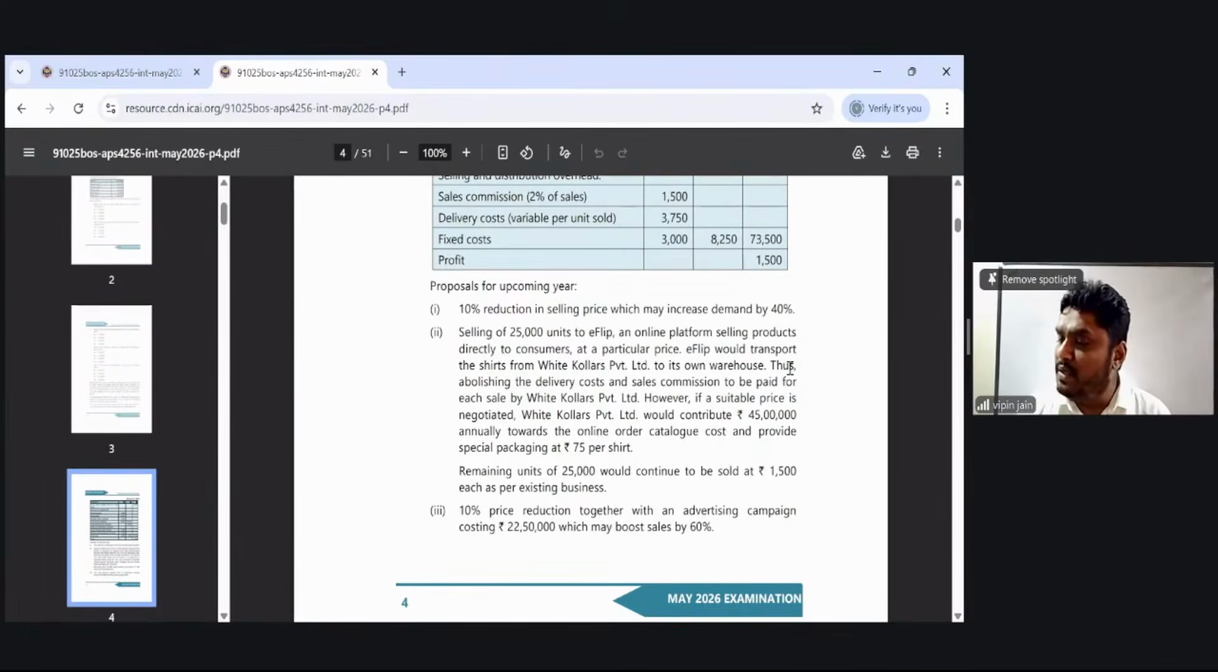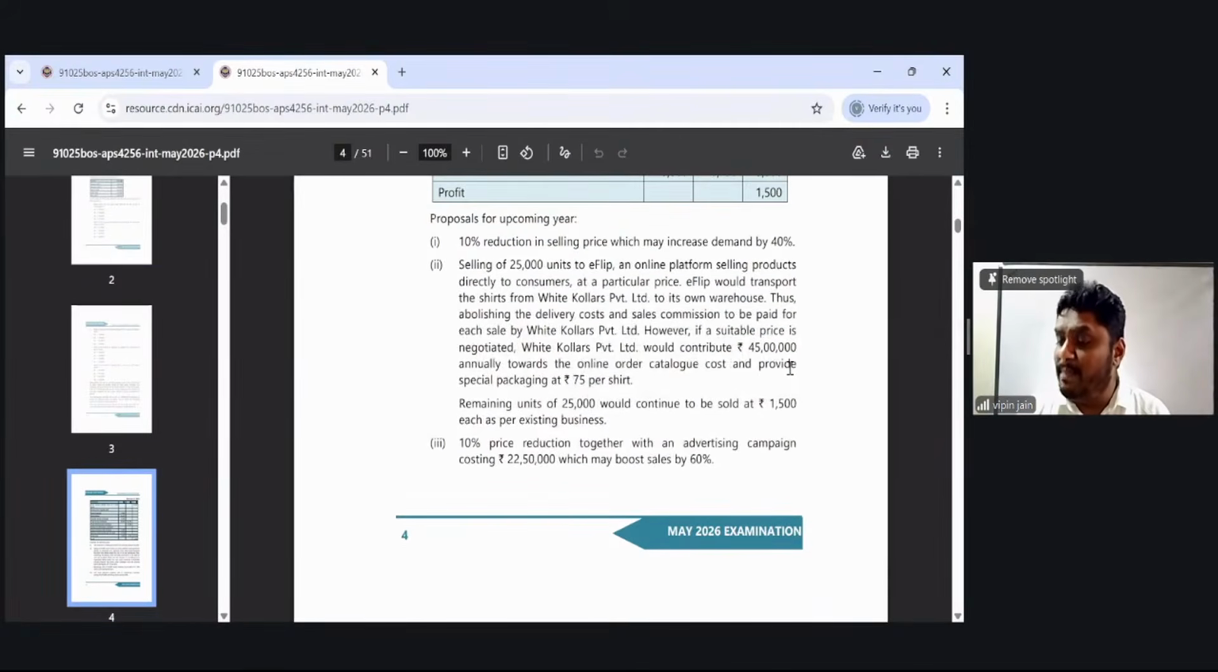The third proposal they are giving is 10% price reduction together with an advertisement campaign of 22,50,000, which may boost the sales by 60%. So there is one more proposal that they reduce the price from 1,500 to 1,350. Plus, apart from this, incur an additional advertisement cost of 22,50,000 that will boost the sales by 60%. My current sales is of 50,000 units, that will be increased to 80,000 units.